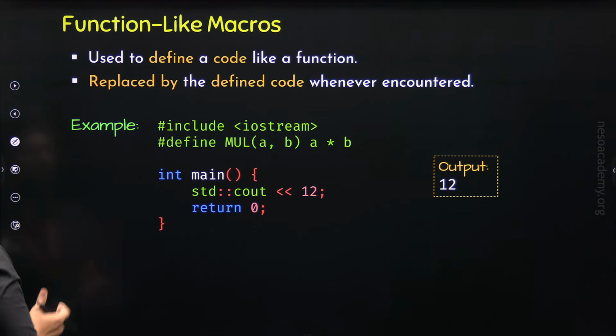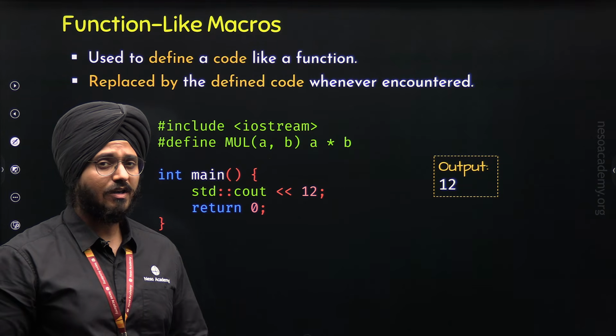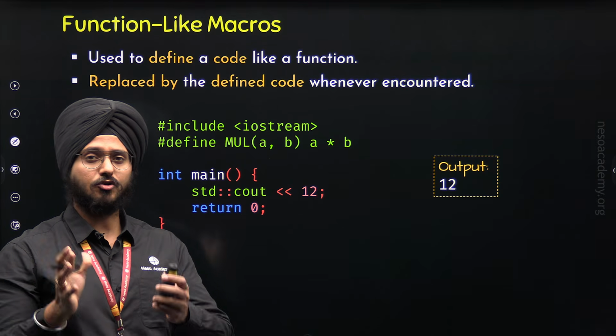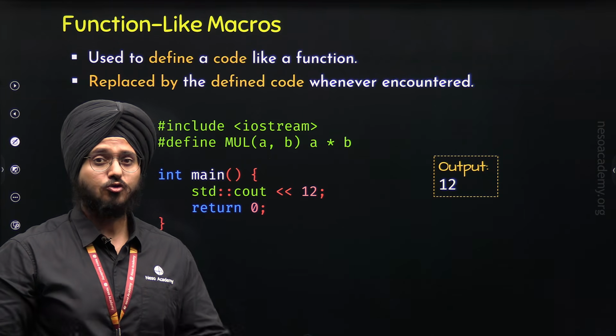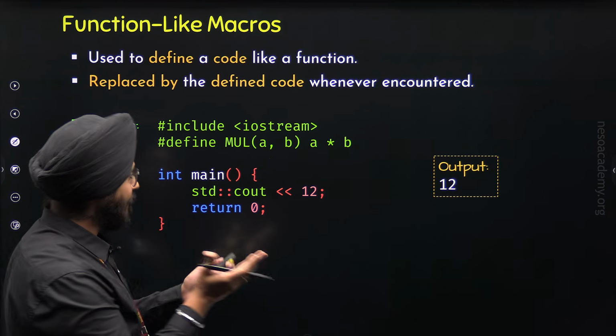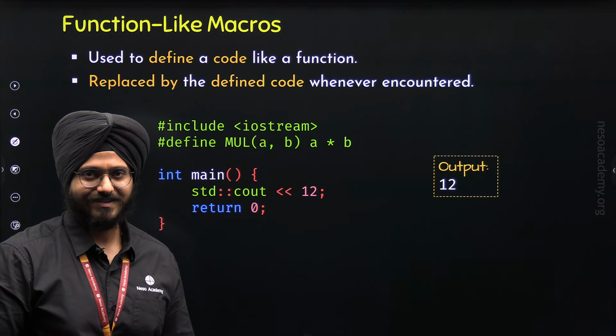Now you may be thinking that if we can define function-like macros, then why do we need functions? We know exactly what a function is. A function represents a piece of code which can then execute to produce some output. But if we have these function-like macros, then why do we need functions?